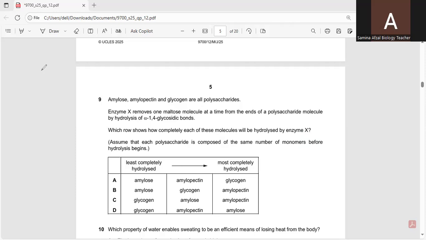each of these polysaccharides is hydrolyzed, if each is composed of the same number of monomers before hydrolysis begins. So, largely complete.